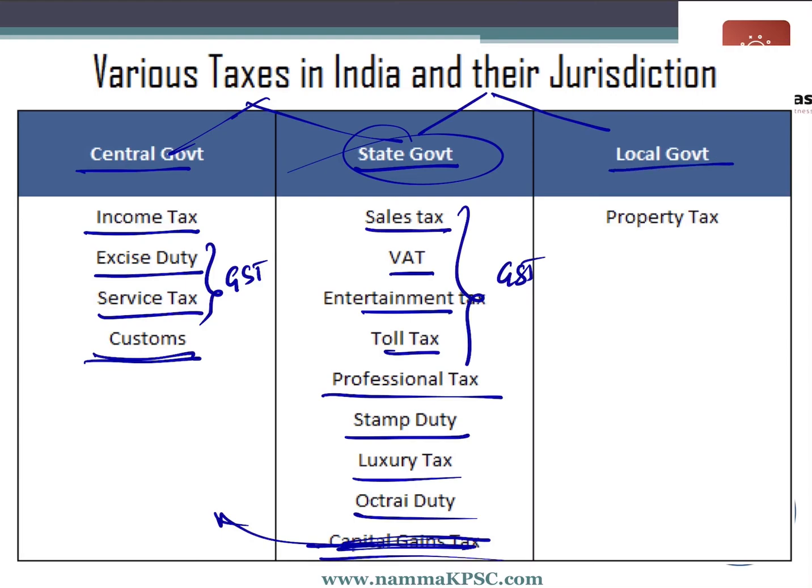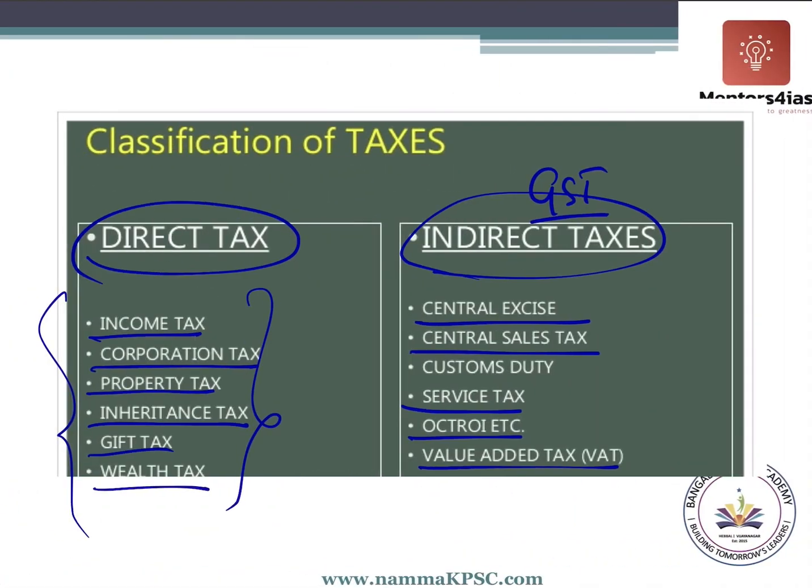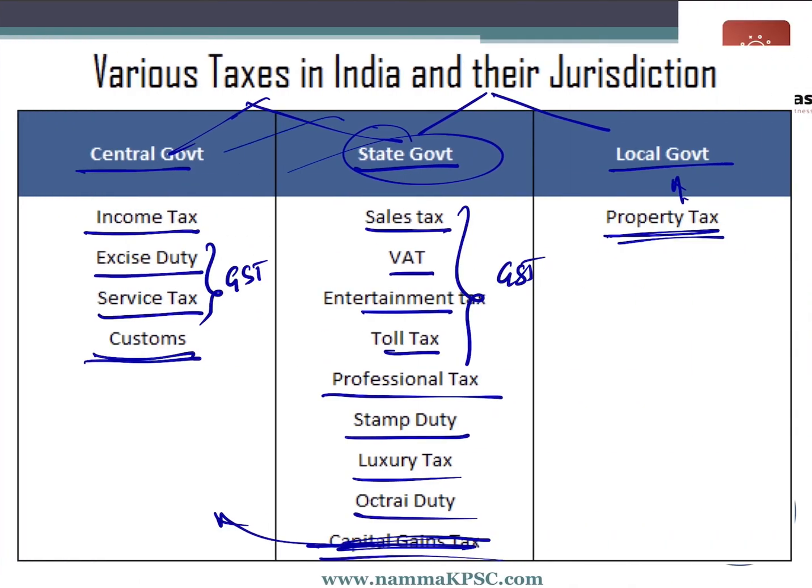Next, you have local government. Sometimes property tax you will have to pay to the local government. The state would have transferred this power to the local government. So property tax can be part of the local government. This is based on the jurisdiction. So the classification can be either direct or indirect tax, or it can be central tax and state tax. In central tax, the GST and all is your indirect taxes. Your income tax is a direct tax. So this is how we classify the taxes.